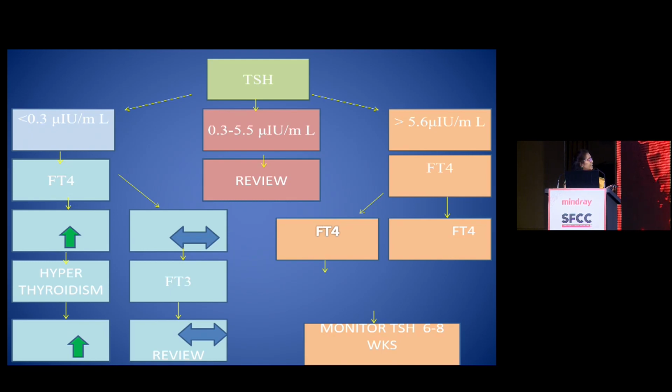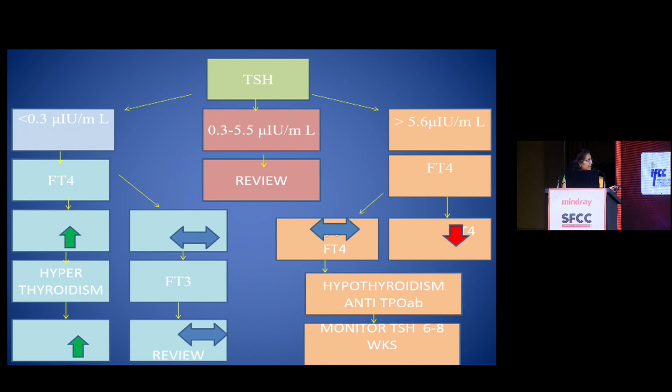Now coming to TSH which is more than 5.6 micro international units per ml, we do a free T4, and it may be normal or reduced. If free T4 is normal, we go for anti-thyroid peroxidase antibodies and monitor again in 6 to 8 weeks. We all know the effect of thyroid peroxidase antibodies, and also we can do anti-thyroglobulin antibodies.